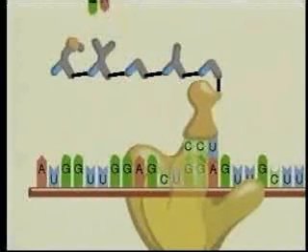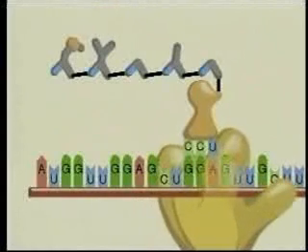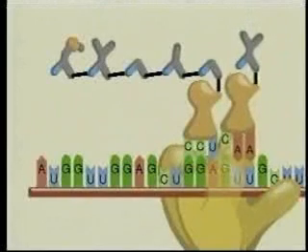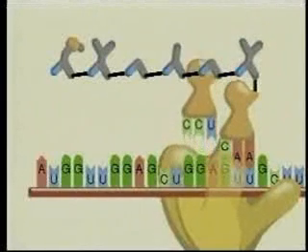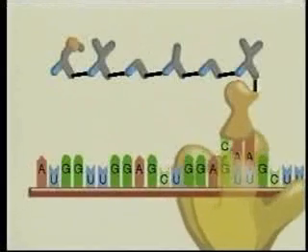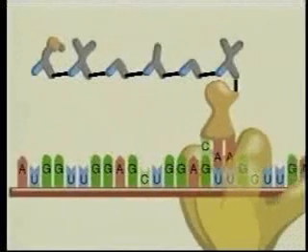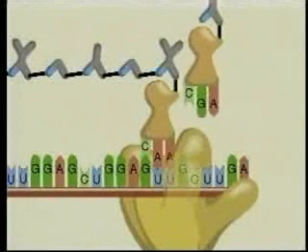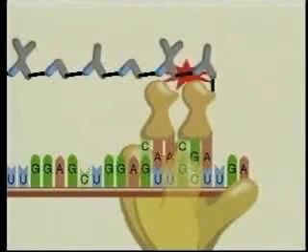The 3 bases that make up a codon determine which tRNA attaches. Since each tRNA carries a specific amino acid, the sequence of amino acids in the new protein is determined by the sequence of bases in the mRNA. The ribosome continues to move along the mRNA.